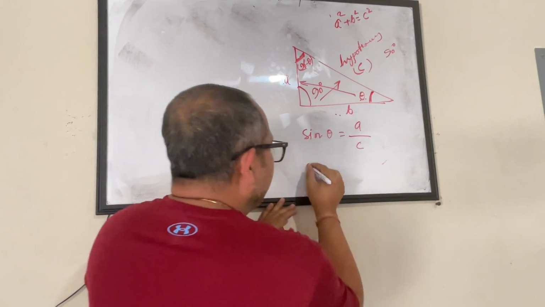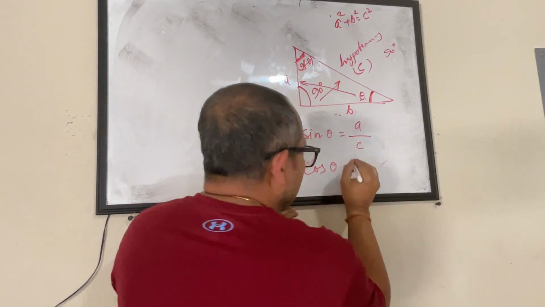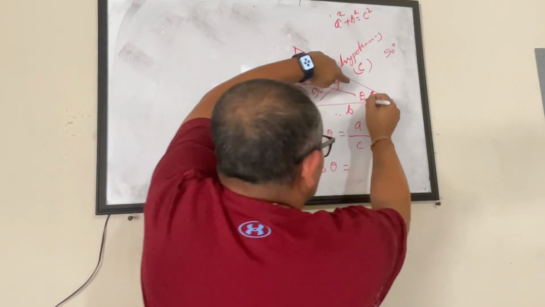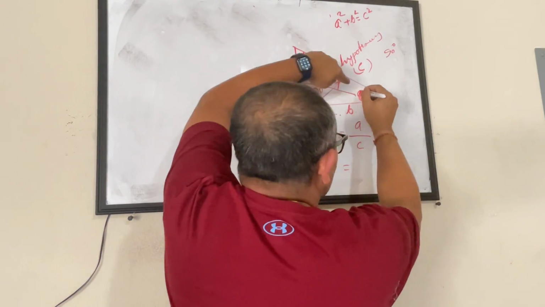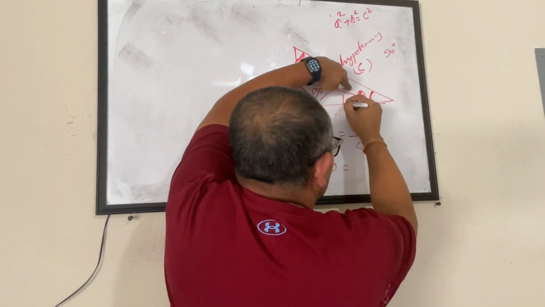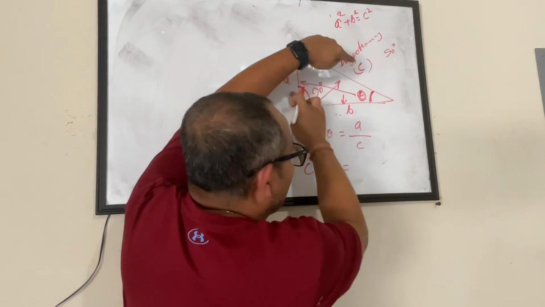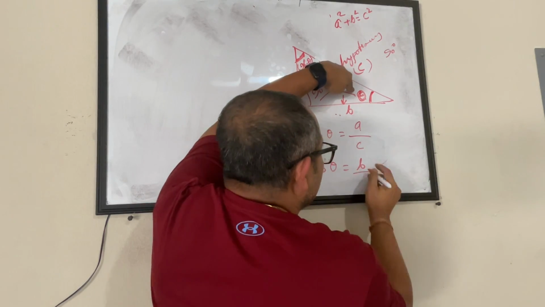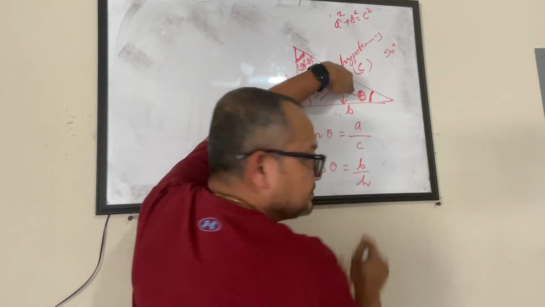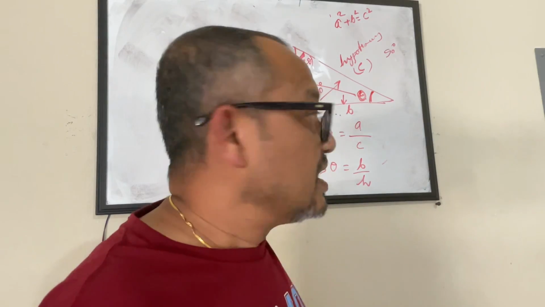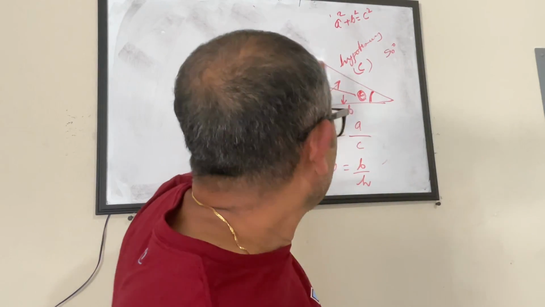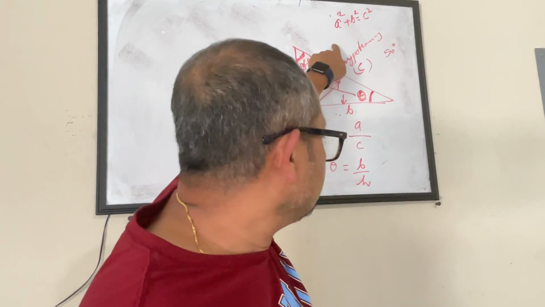What is the cosine of theta? If you are taking this as the angle, cos of theta would be the side which is not the opposite side, but not the hypotenuse either. It will be B by the hypotenuse. So cos of theta is adjacent side divided by hypotenuse. Sine of theta is opposite side divided by hypotenuse.